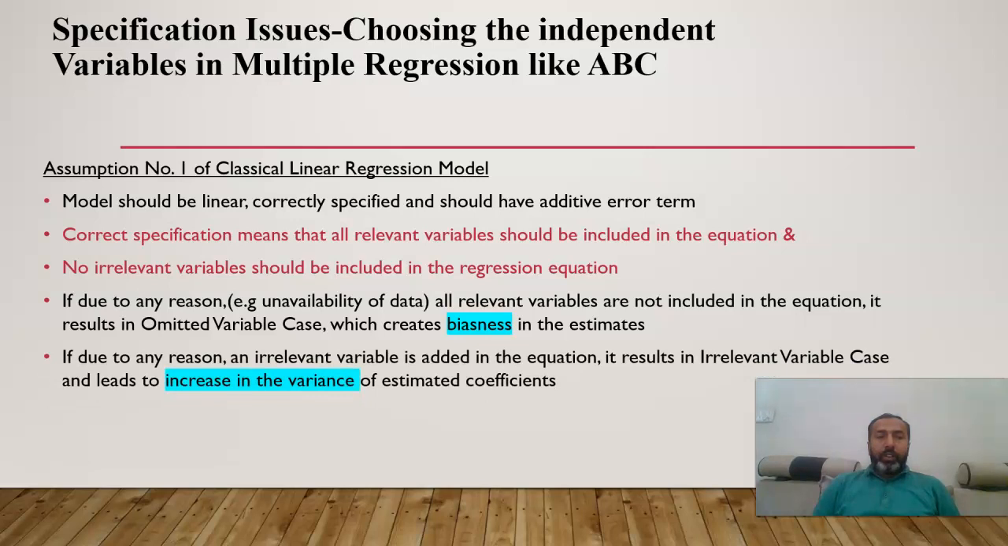On the other side, if due to any reason an irrelevant variable is added in the equation, it results in the irrelevant variable case, although it does not create biasness in the estimate. However, it increases the variance of the estimated coefficient. When the variance of the estimated coefficient increases, standard error increases and the t statistic falls, which results in insignificance of the independent variables.